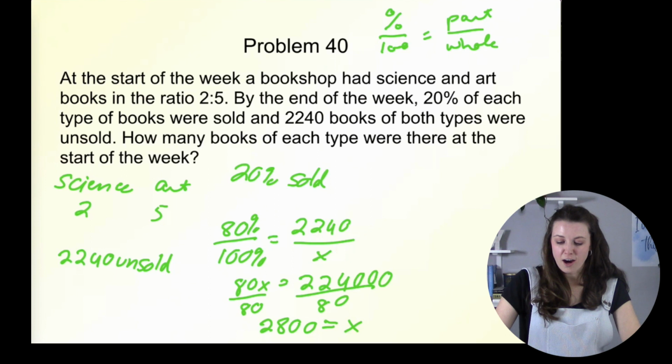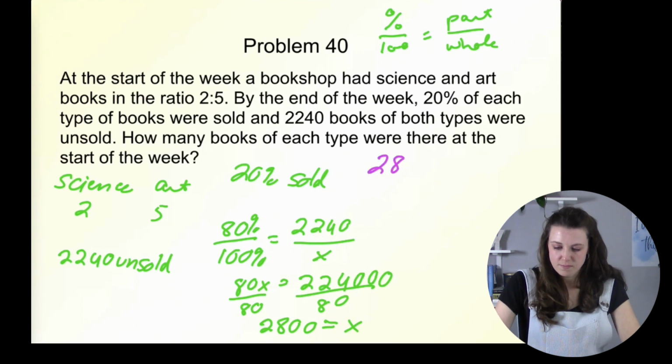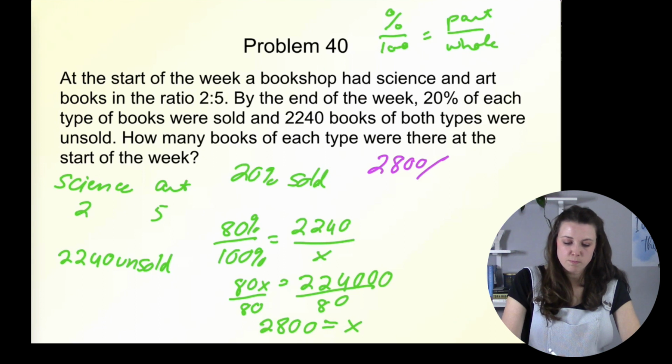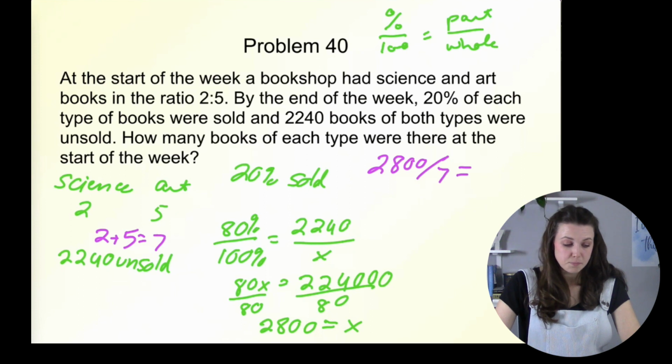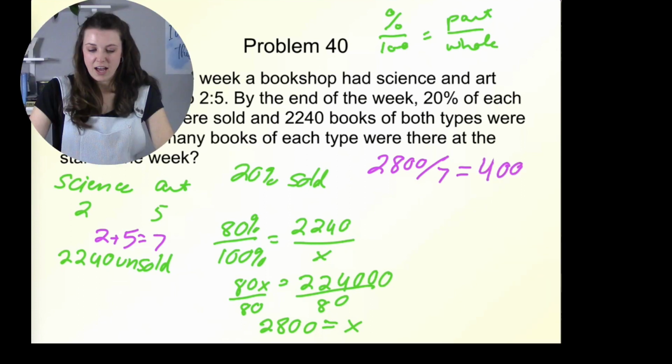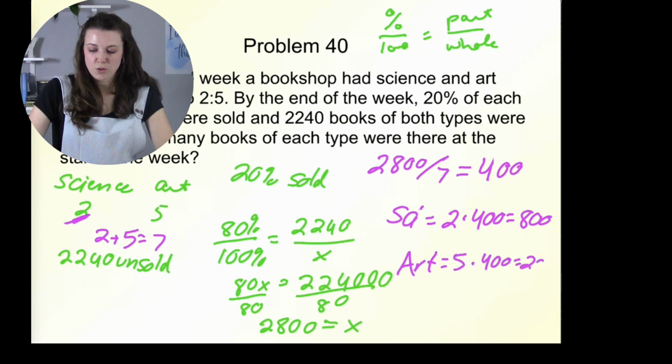So we're going to take our 2,800 and divide it by 2 plus 5 equals 7, kind of the same ratio we just recently had. So 2,800 divided by 7 is going to be 400. I have my science equals 2, right? Because I have this 2 right over here. So 2 times 400 equals 800. And then I have my art equals 5 times 400 equals 2,000.